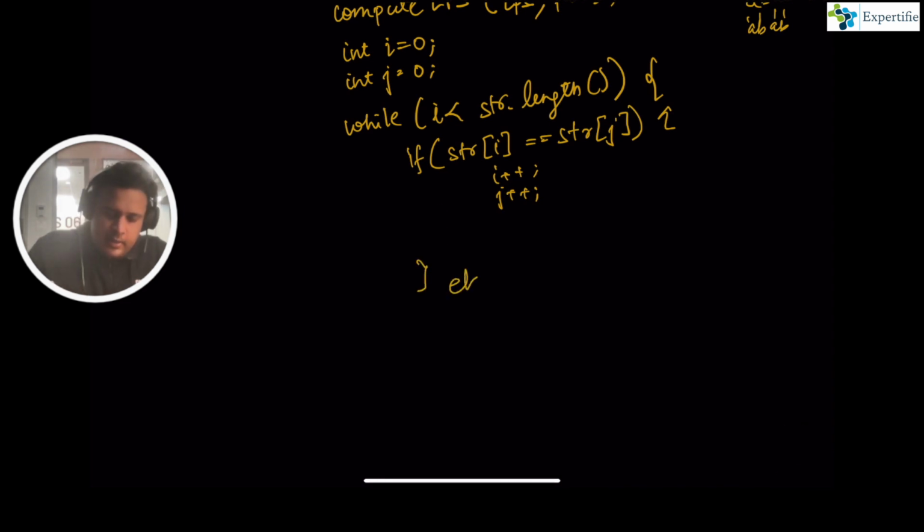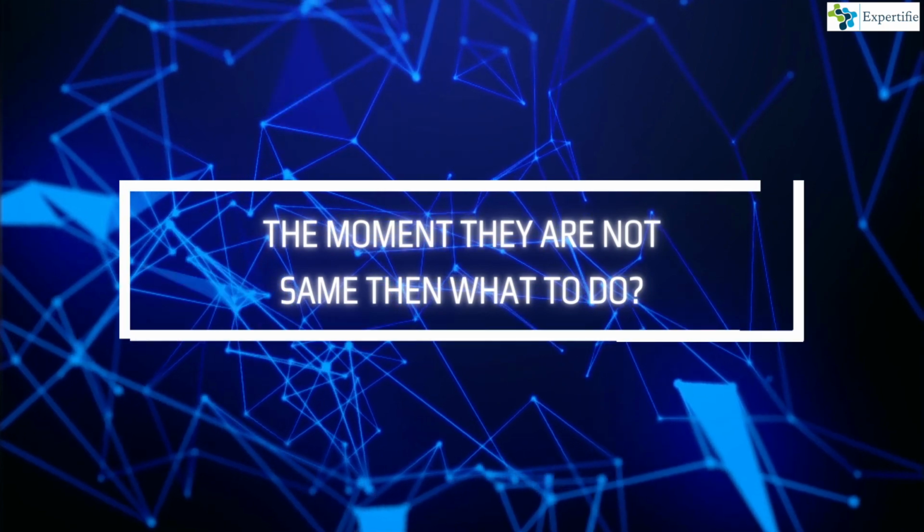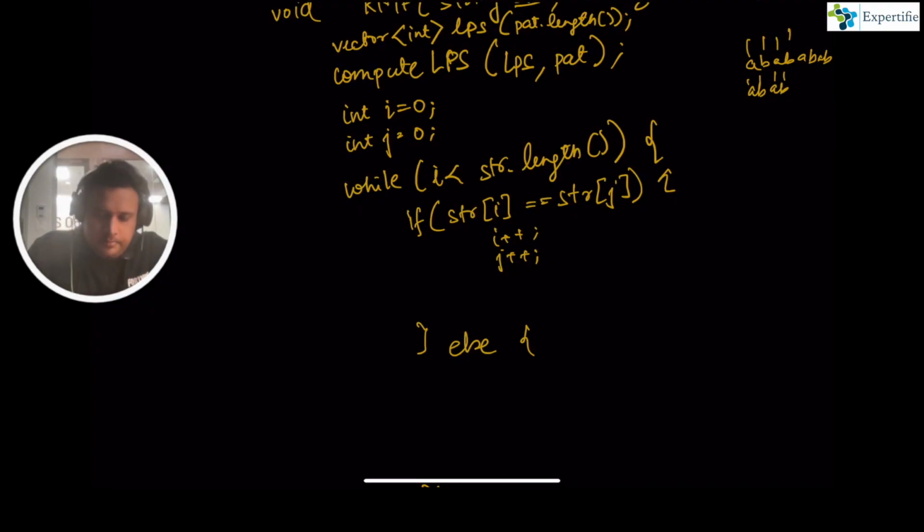And then the moment they are not same, right, then what do we do? If they are not same, then what do we do? So, sorry, not str j here, pattern j, right? If string i is equal to pattern j, then i plus plus, j plus plus. So if they are equal, it is fine, but what if one of the characters was not equal? Then what do we do?